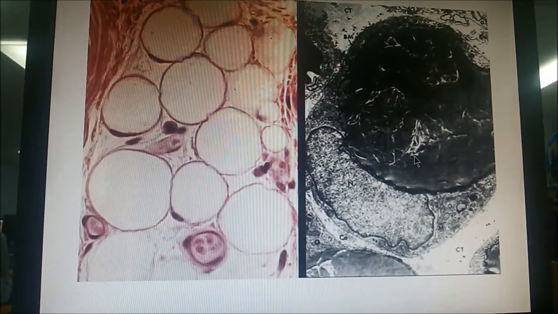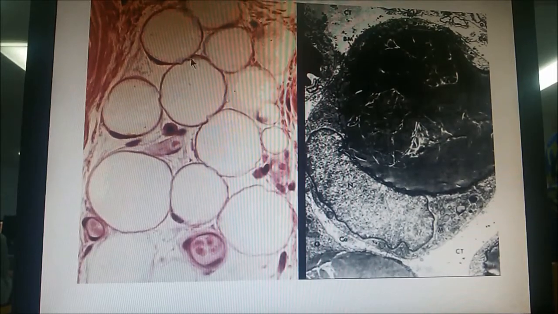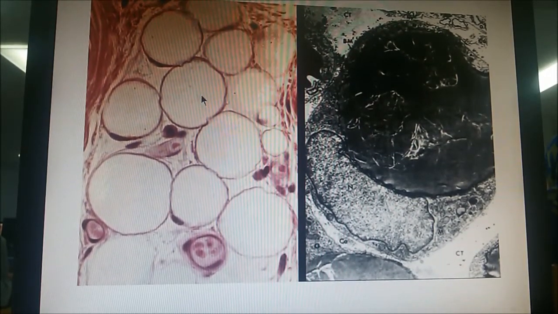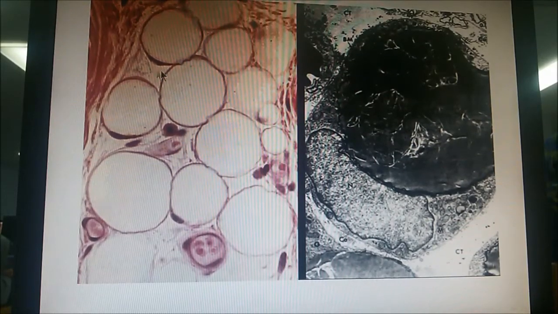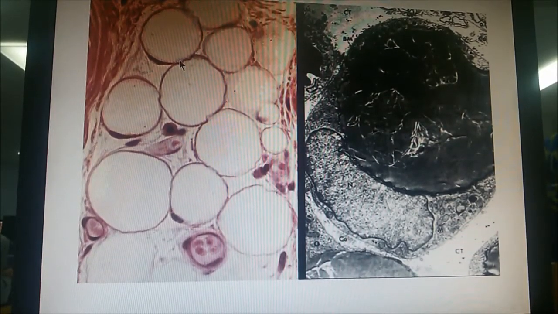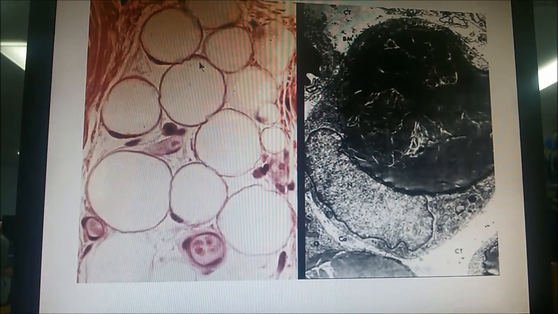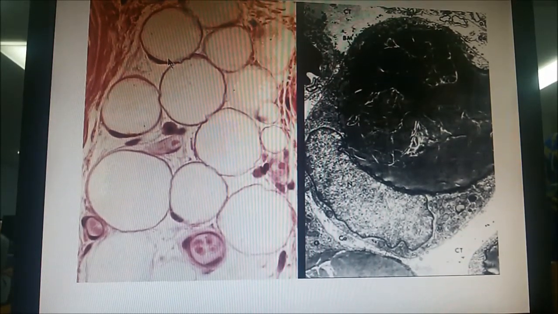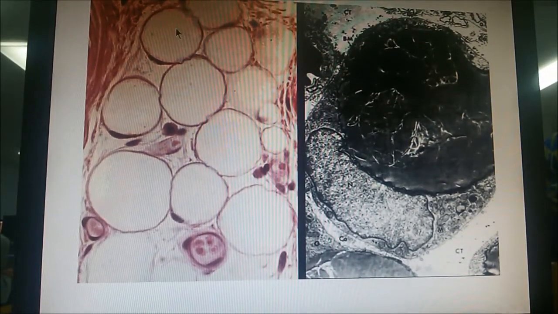Let's look over here. On the left, you have a light microscope section. Is this brown or white? First, how to know that this is adipose? I guess we saw the adipocytes when we took connective tissue. The adipocyte cells are very easy to recognize. They are large cells. And this is white adipose, so what happens? Each cell contains one large droplet of triglycerides, of lipids.